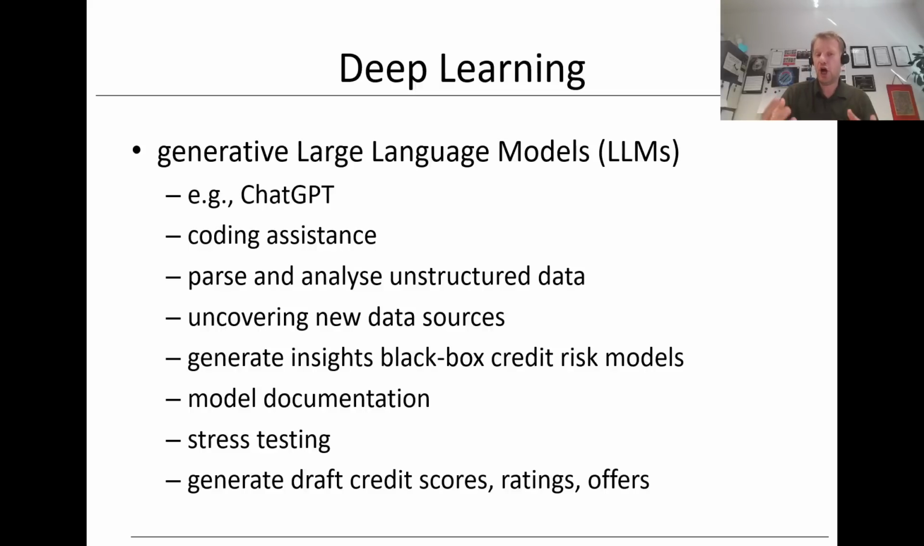These LLMs can also help you parse and analyze unstructured data. They may help you uncover new data sources and generate insights in black box credit risk models as an alternative to Shapley values, LIME, etc. They can also be helpful to provide you with model documentation and stress testing. So I still remember, for example, when I wrote the paper and I asked for a particular stress scenario to occur. Let's see where I can find it in the paper.